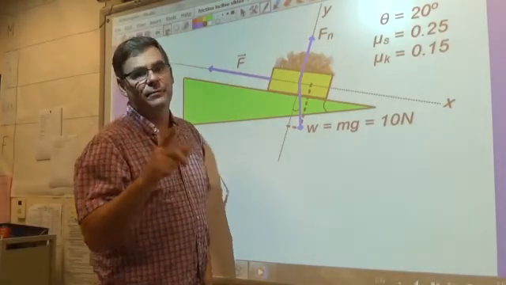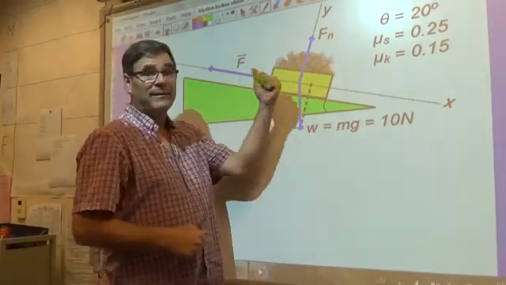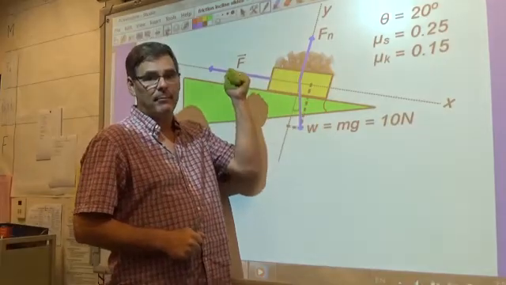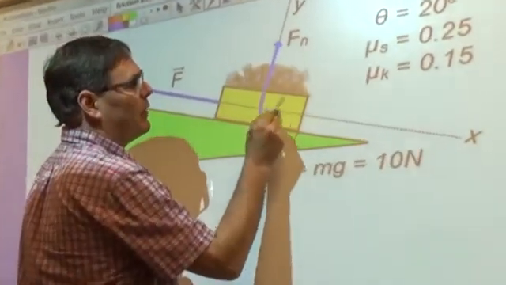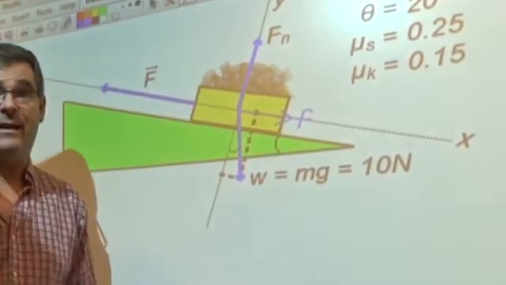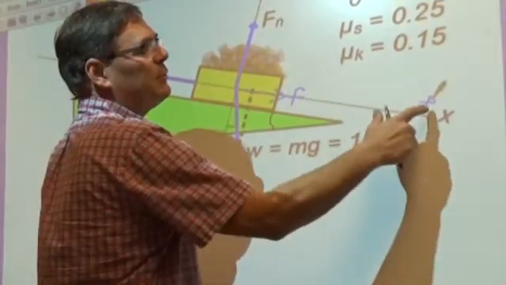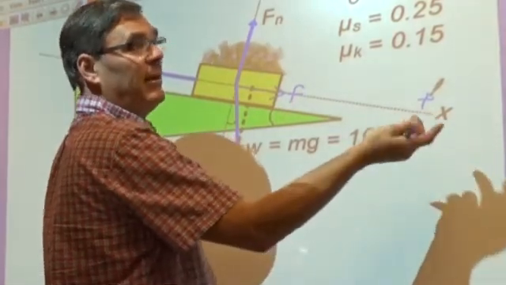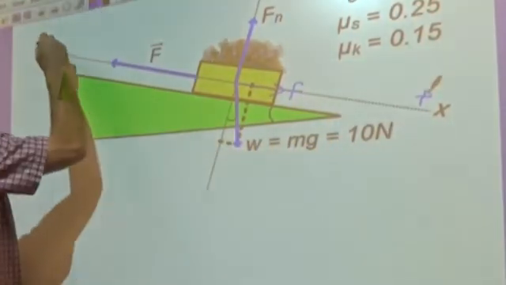Which way is the friction? Well, if I'm trying to pull the box up the ramp, that means the frictional force is going to be opposite of that, or down the ramp. Since we chose the positive direction to be this way on the last part, let's do it that way again.